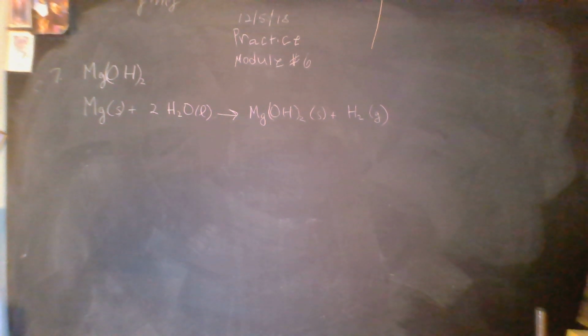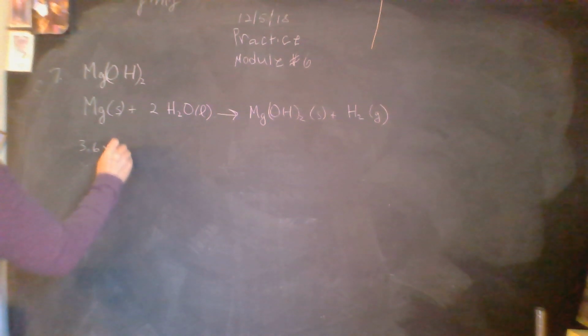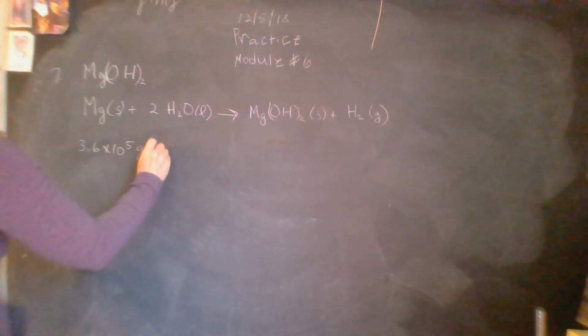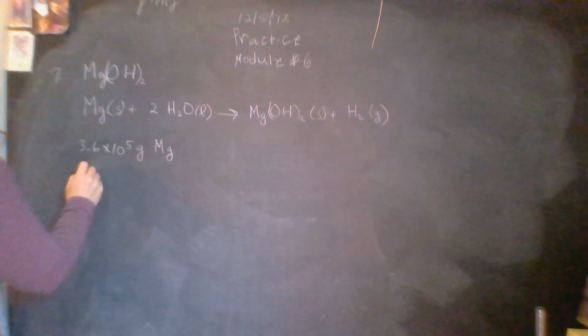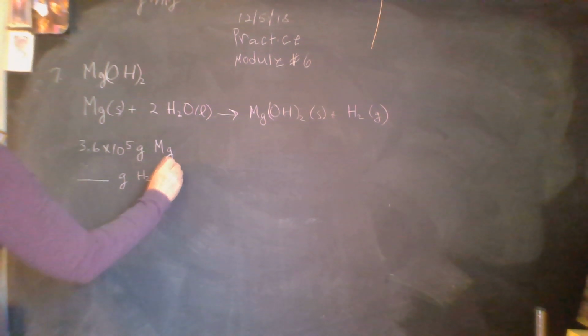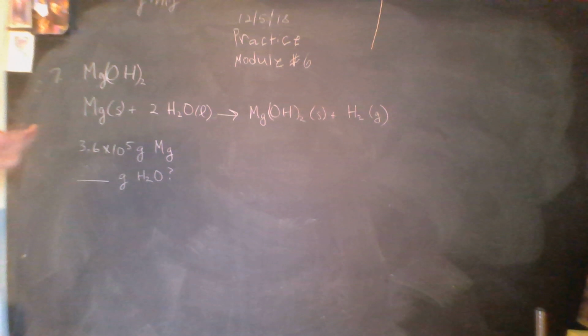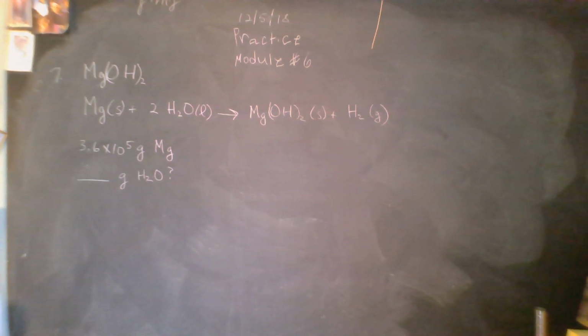If a laxative manufacturer has 3.6 times 10 to the 5 grams of Mg, how many grams of water must be used to have all of the Mg react to form Mg(OH)2? I think that's magnesium. Is that Mg in magnesium? So if I have 3.6 times 10 to the 5 grams of magnesium, how many grams of water must be used to have all of it react completely?